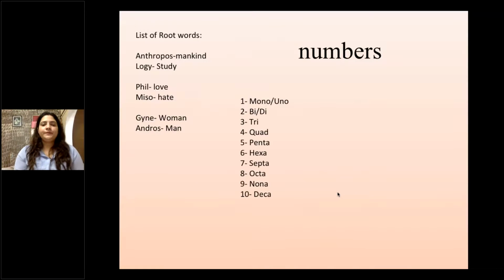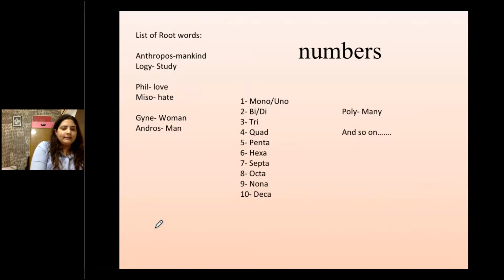Let's see the numbers now. So I see 1 is called mono or uno, 2 bi, di, 3 tri, 4 quad, 5 penta, 6 hexa, 7 septa or even hepta. Hepta is also correct. 8 octa, 9 nona, 10 deca. And then I say poly means many. Okay, poly means many. All right, which makes me come back to a word. Tell me, what is, oh, I'm sorry.